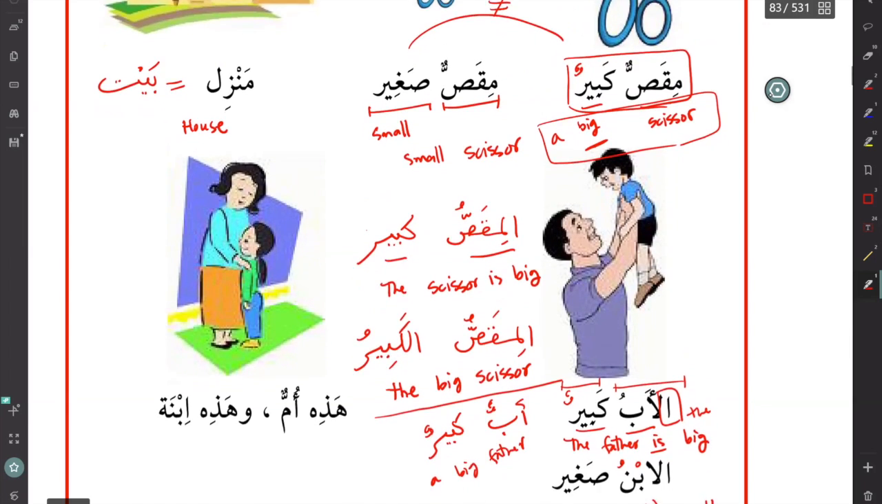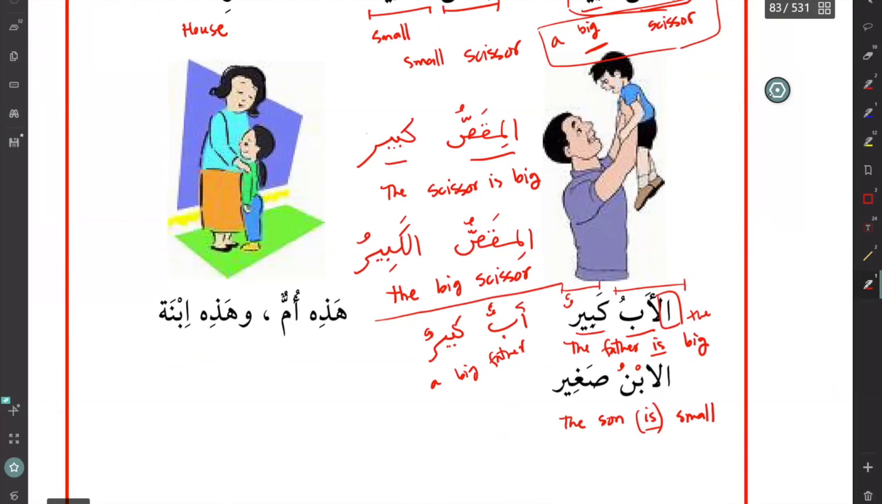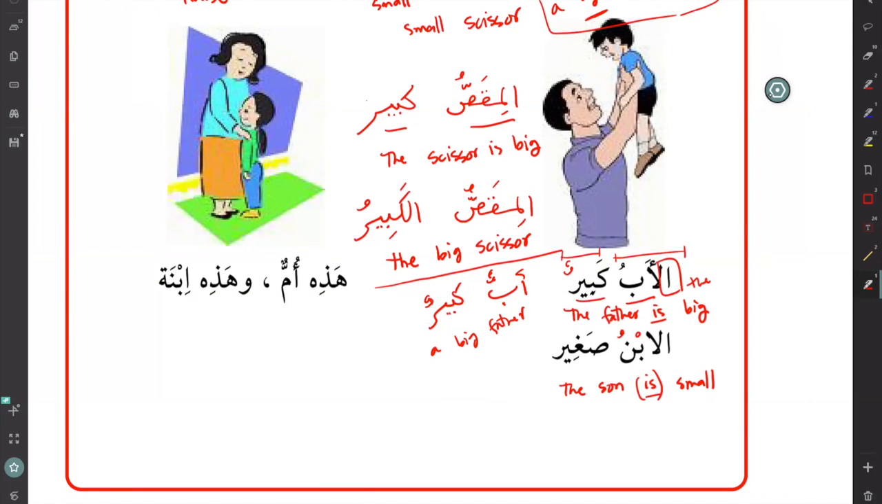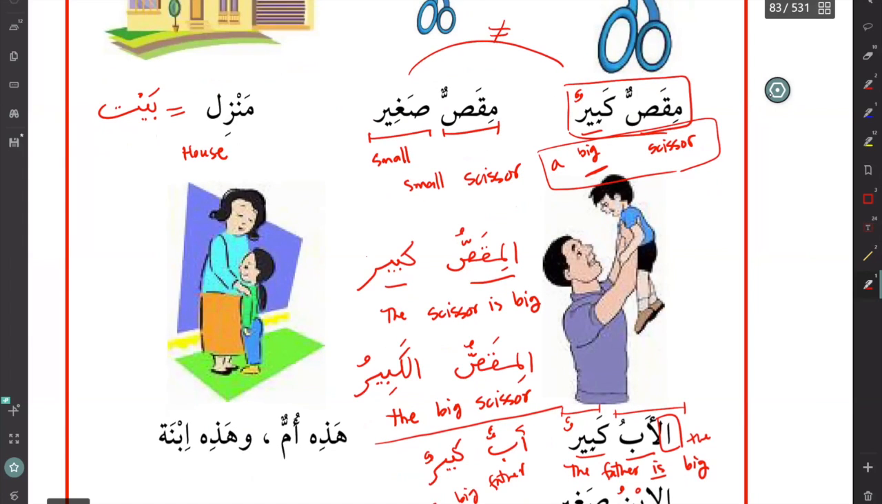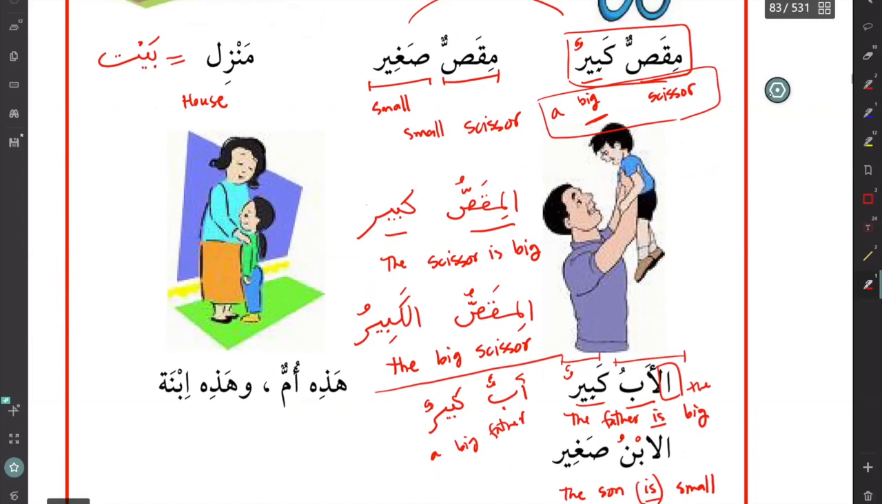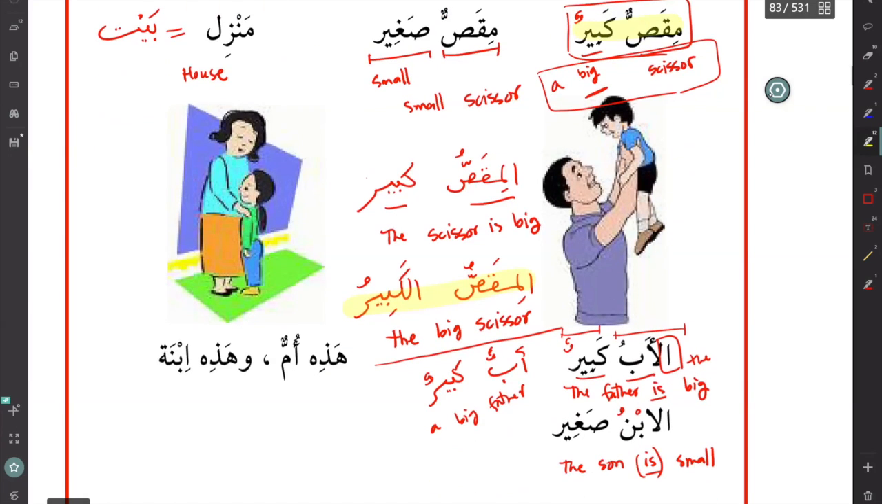So what is the difference? The difference is when we have the noun and adjective, both of them definite or both indefinite, both of them match, then it is your adjective phrase. But when you have a definite noun and an indefinite adjective, then it is your sentence. Okay, you understand? So miqasun kabir is a big scissor. Al miqasu al kabir, which is here, is the big scissor.